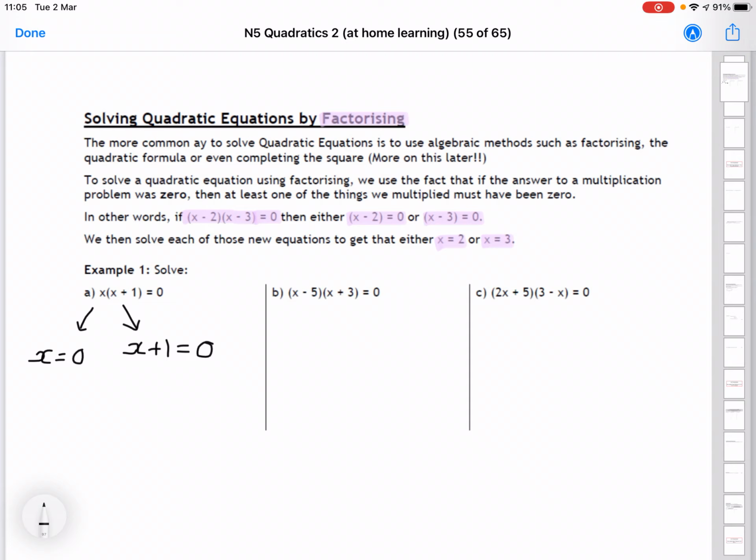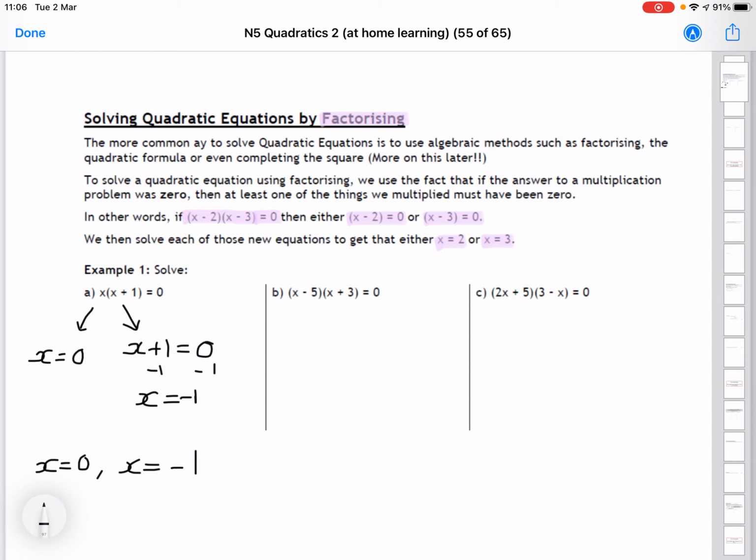Either of those has to be 0, so we just look at both. Your first one, x equals 0, that's already solved. The second one, x plus 1 equals 0, all we do here is a wee bit of balancing equations. We would take away 1 from both sides and we would get x equals minus 1. So your two answers here would be x equals 0, x equals minus 1. I'm just going to write those both at the bottom.